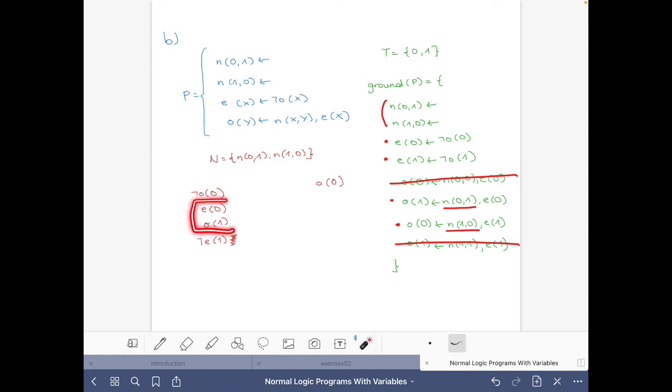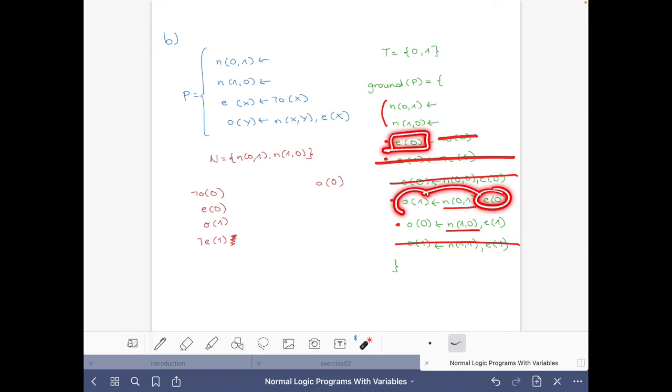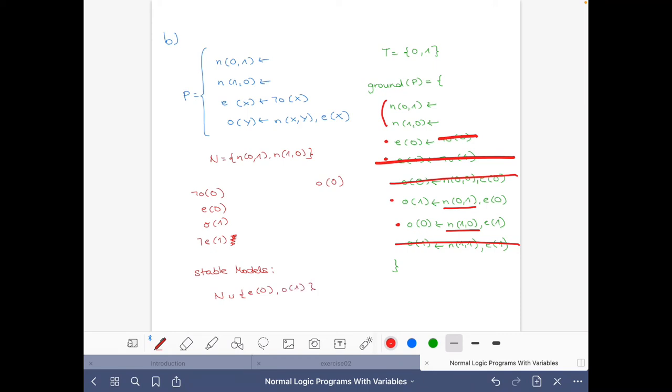Then we arrive to this interpretation, so let's check whether this is indeed a stable model. So we just have to care about these rules with negation. So this, I delete it like this, and then this whole rule disappears because we have O1. And then we derive E0, and with E0 we derive O1, and nothing else, because the next rule requires E1, but there's no way for us to derive it. So the consequences of the reduct are E0, O1, that is what we had here, hence this is a stable model. Let's write it down here, stable models, N together with this. And now let's clean this to continue.